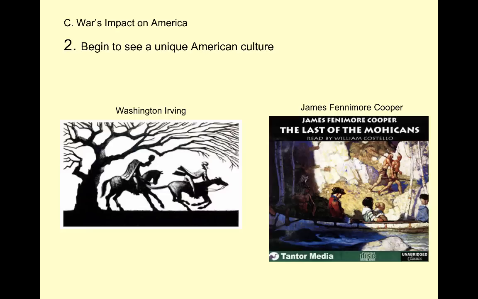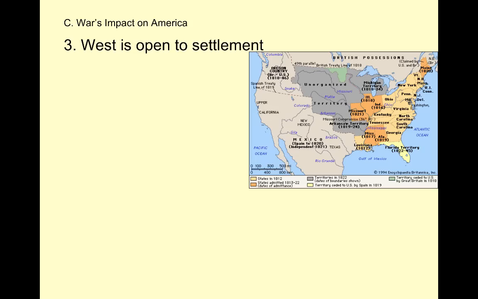He's bringing it to the forefront, and so Americans, we see this increased nationalism in our literature. You know, we love America, so let's read about American ideas and topics and folklore. Next, another consequence of the war, as we've mentioned previously, is the West is open for settlement.